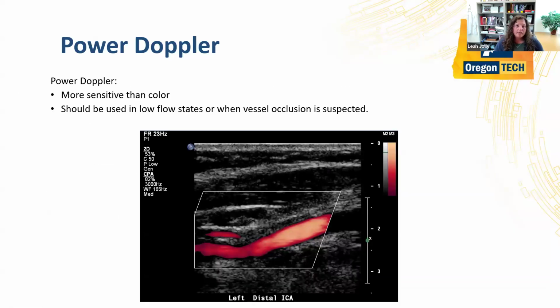Power Doppler is another tool we can use. It is more sensitive than color Doppler, but we don't use it all the time. It should be used in low flow states. So if you have a vessel that isn't getting much flow, or if you suspect that the vessel might be completely occluded or 100% obstructed, Power Doppler can help to see if there is any trickle of flow going through that vessel.